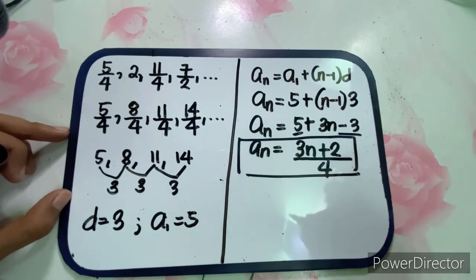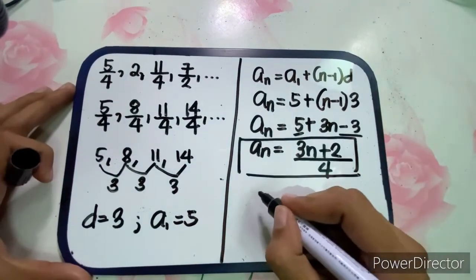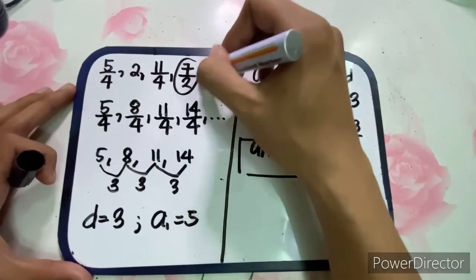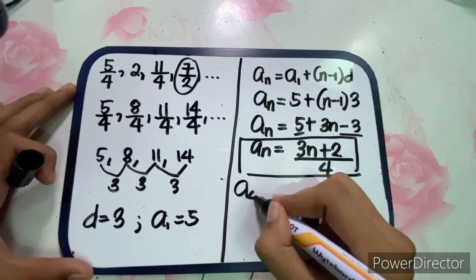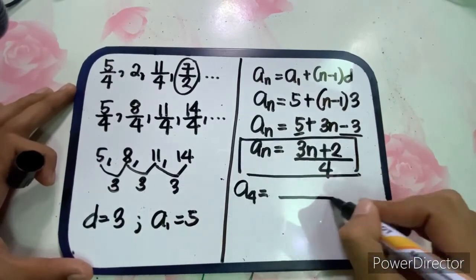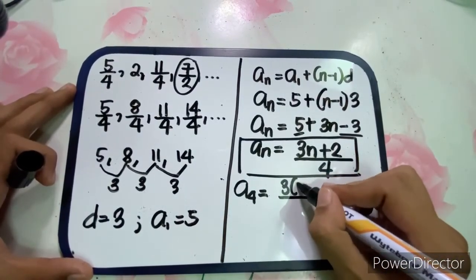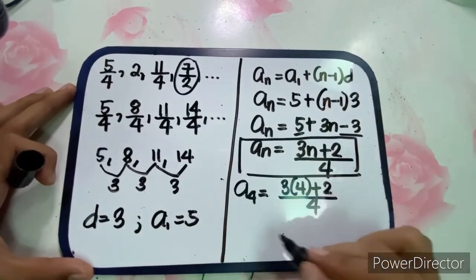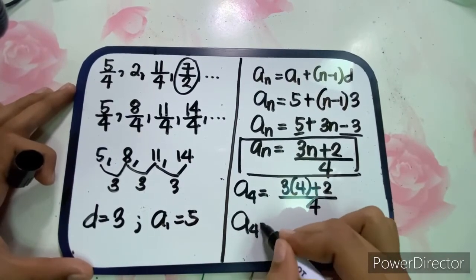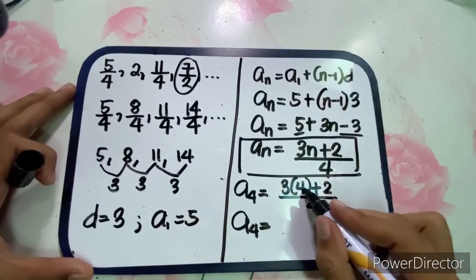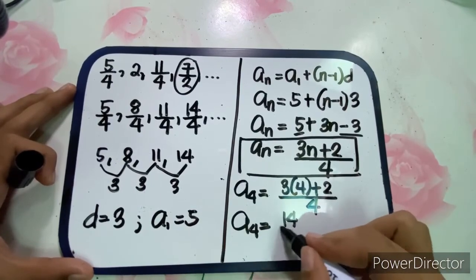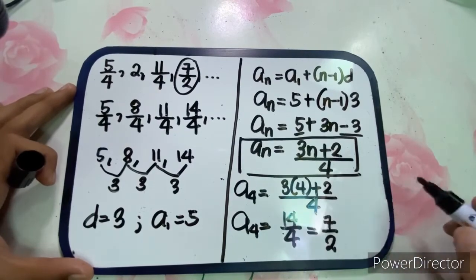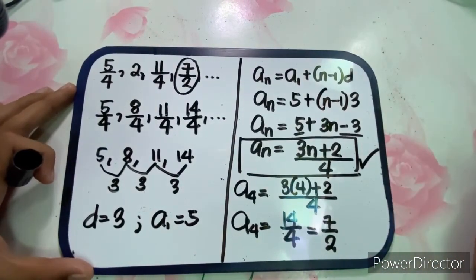Okay, let's check if this is correct. If we need to find the fourth term, a sub 4 is equal to 3 times 4 plus 2 over 4. So a sub 4 is equal to 3 times 4, 12, right? Plus 2, 14. So 14 over 4, or 7 over 2. So we have the correct explicit formula.